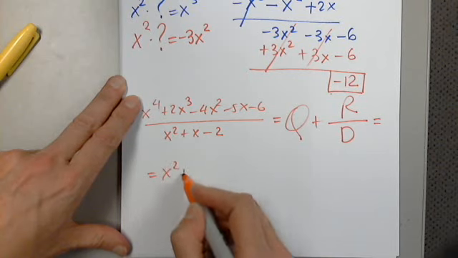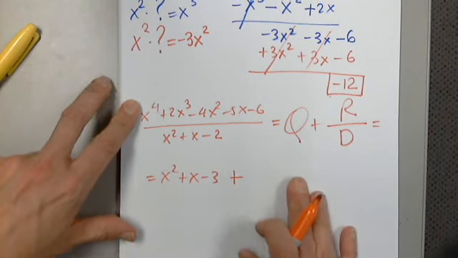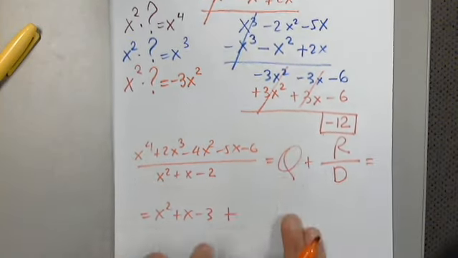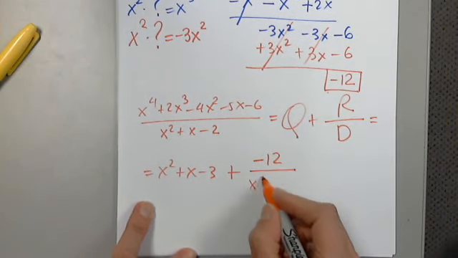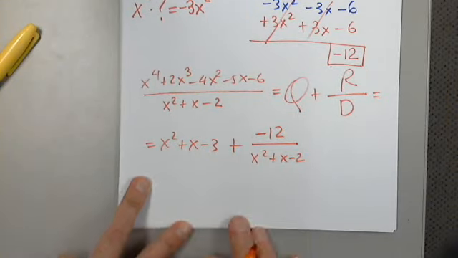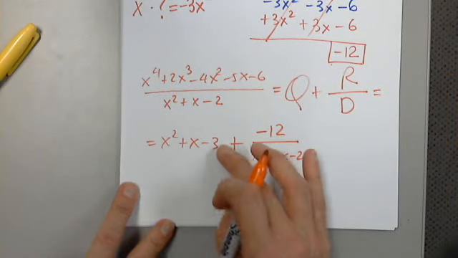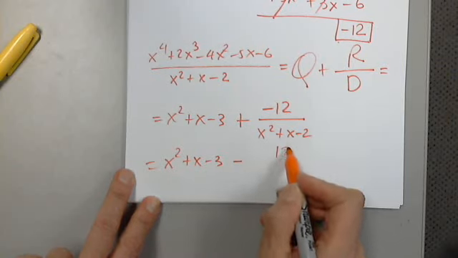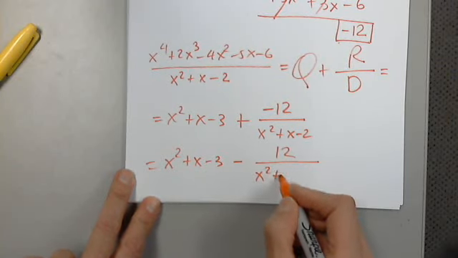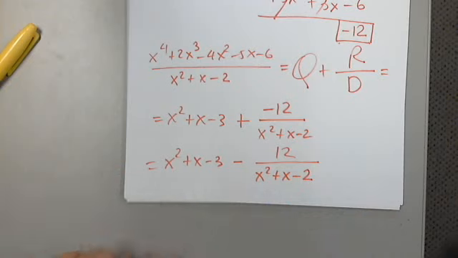So x squared plus x minus 3 plus the remainder, yes, so negative 12 over x squared plus x minus 2. Yes, I can rearrange this and put a negative in front. So x squared plus x minus 3 minus 12 over x squared plus x minus 2.